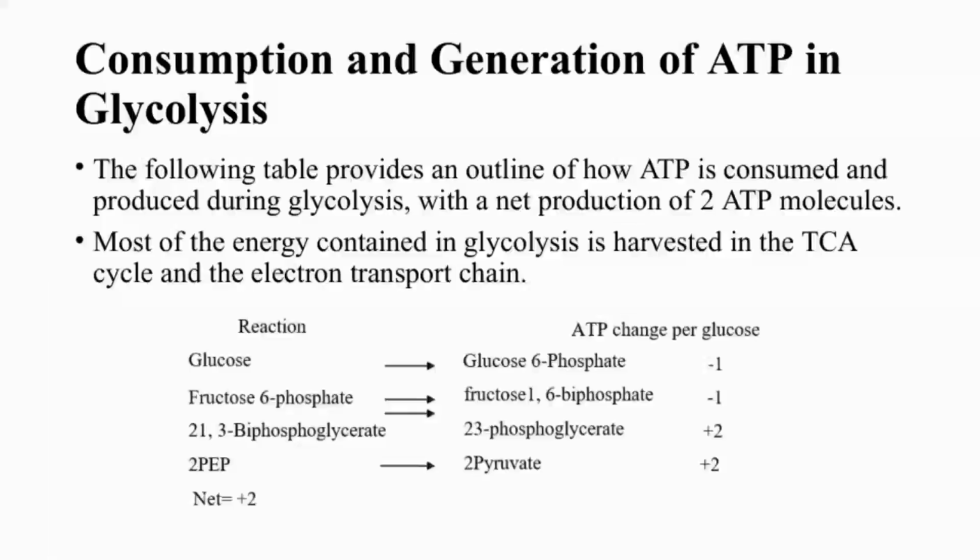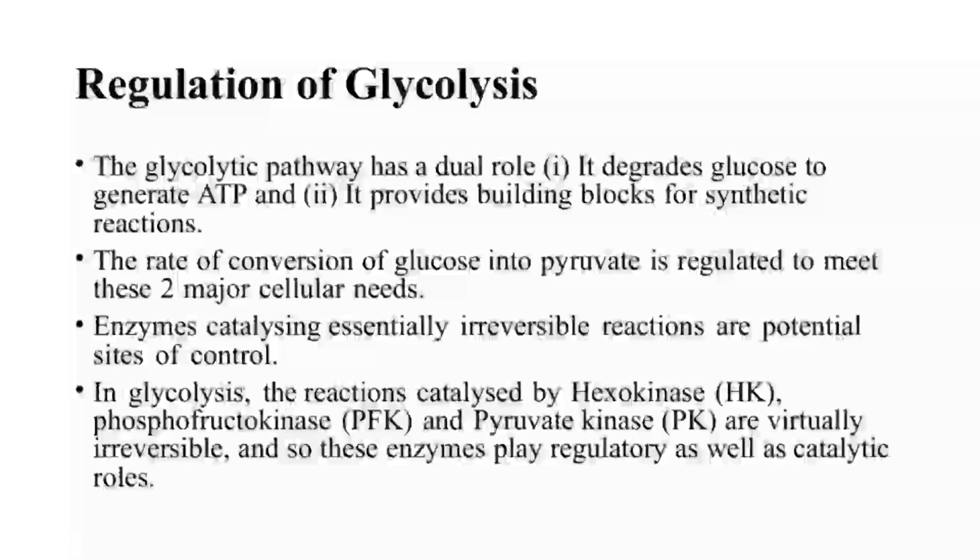The glycolytic pathway has a dual role in the cell. First, it degrades glucose to generate ATP, which is the energy currency the cell needs for various functions. Second, it provides building blocks for synthetic reactions, supporting the cell's growth and maintenance. The rate at which glucose is converted into pyruvate is carefully regulated to meet these two major cellular needs. If the cell requires more energy or building blocks, the pathway can be adjusted accordingly.